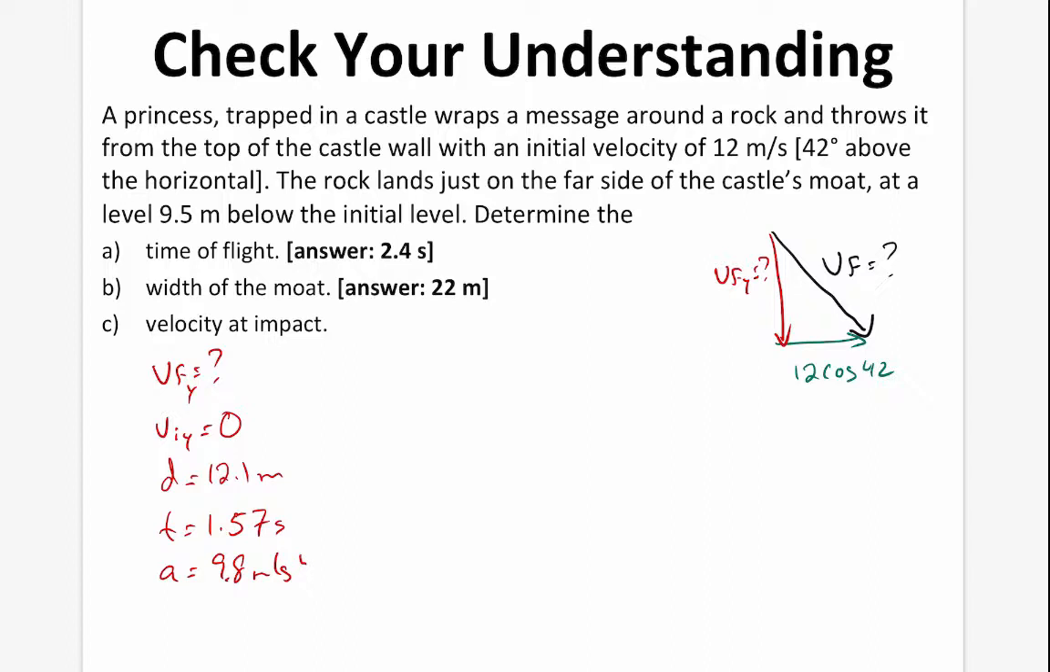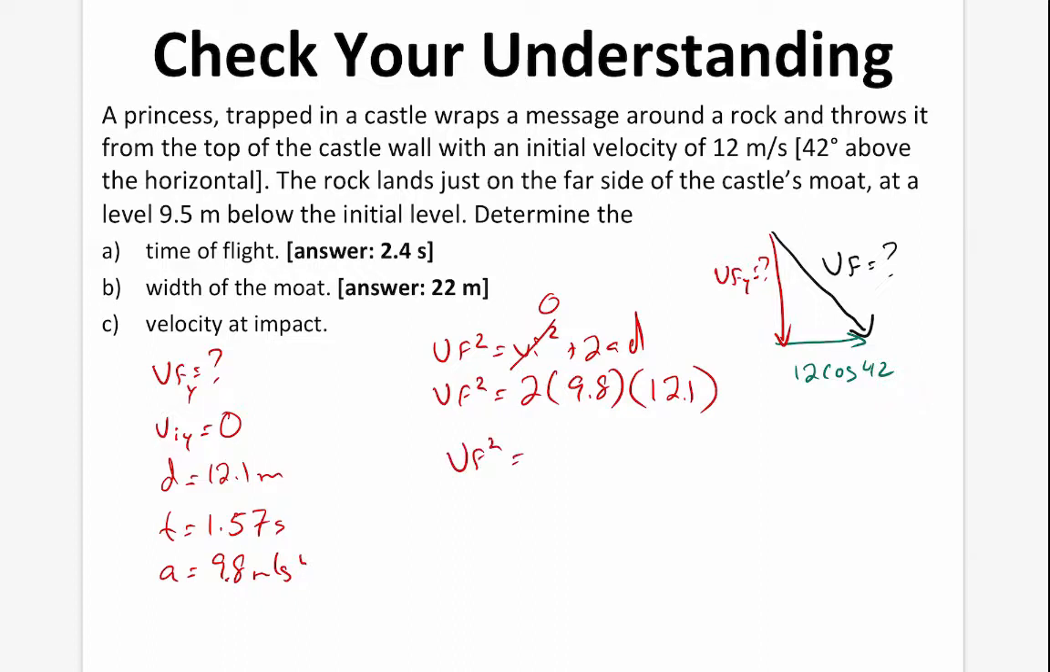Well, we need to use one of our equations, of course. So let's use vf squared equals vi squared plus 2ad. vf squared is our question. We know vi is 0. 2 times 9.8 times a falling distance of 12.1 meters. vf squared equals 237.16. We take the square root of both, and we get a value of 15.4 meters per second. And we're going to leave it at that. 15.4, there's no need to round.